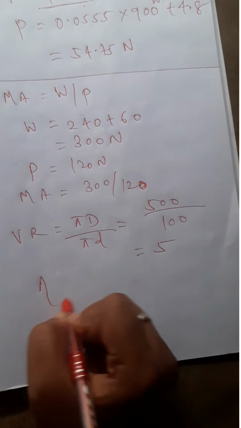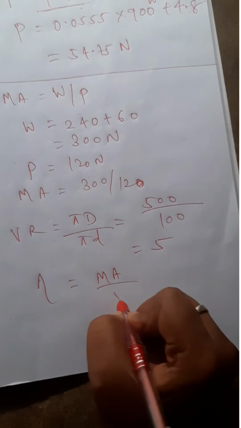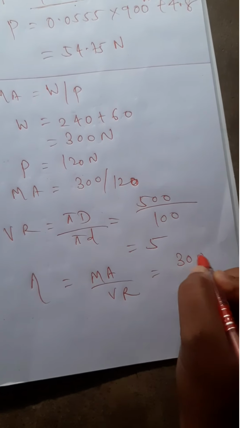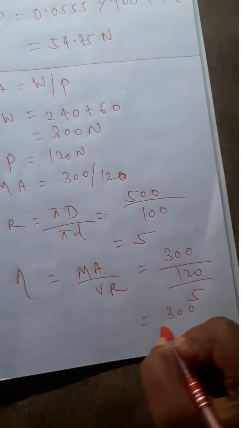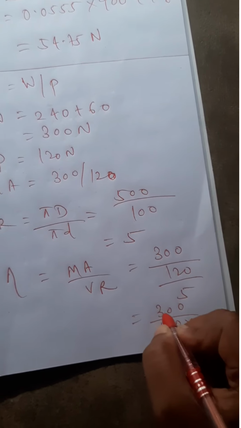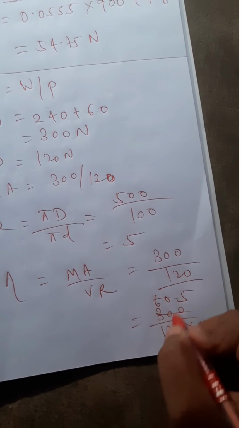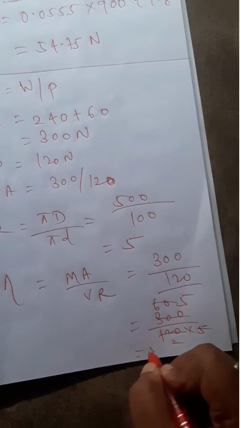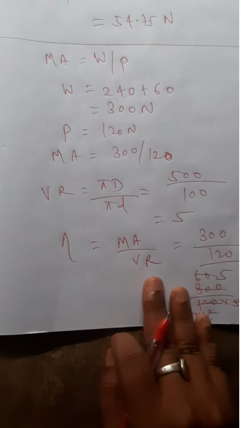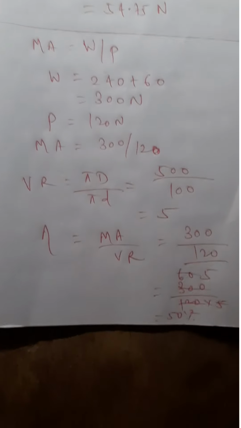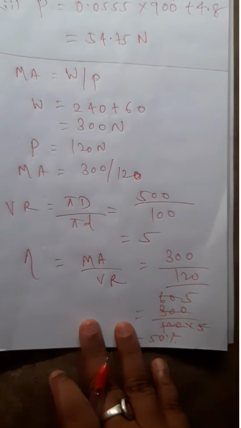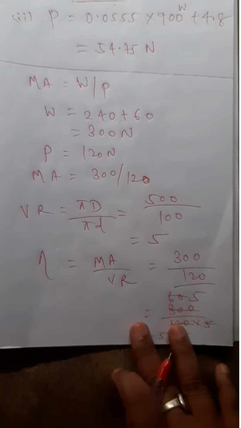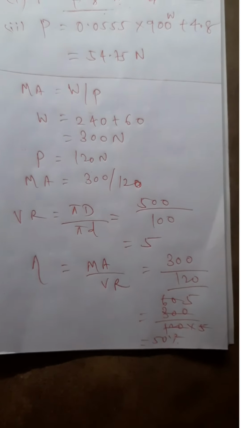What is the value of efficiency? Mechanical advantage divided by velocity ratio. That implies 300 divided by 120, divided by 5. So 300 divided by 120 times 5, that is 2.5 divided by 5, which is 0.5, that is 50%. So the efficiency of this machine is 50%. So these are simple problems on the topic of simple axle and wheel. I think now you can solve this type of problem if it comes in the exam.